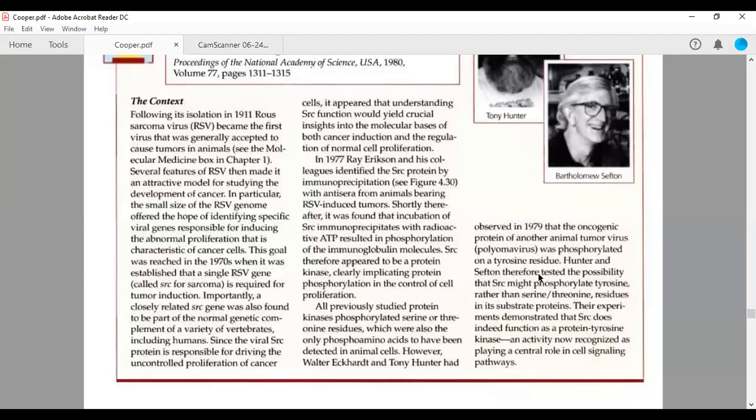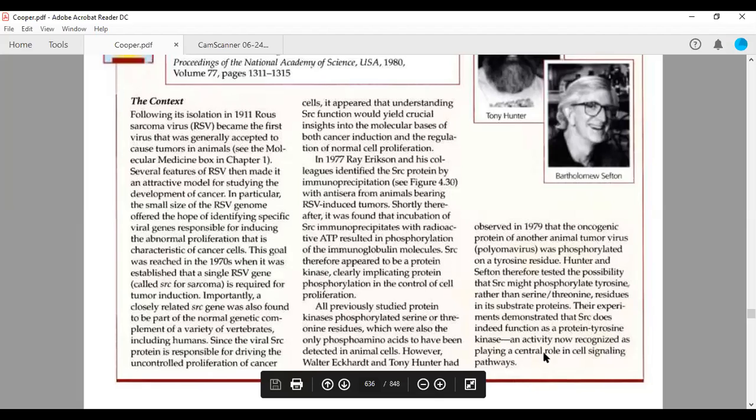Hunter and Sefton therefore tested the possibility that SRC, this particular sarcoma gene product, might phosphorylate tyrosine, rather than serine and threonine residues in the substrate proteins. Their experiment demonstrated that SRC does indeed function as a protein tyrosine kinase. And finally, with the help of some very simple experiments, they were able to establish it. So I will tell you what they actually did.